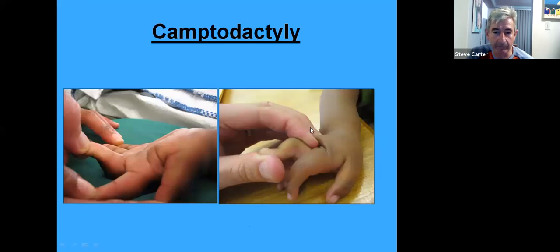Camptodactyly, bent finger. This I should know something about because someone's going to ask you advice. It's common. And they present obviously with a bent finger, a flexion deformity of the finger, usually at the proximal phalanx. It's a combination of problems. First of all, on the volar side, tight volar structures. The skin is always tight. The flexor tendons are tight, particularly FDS. The volar plate is tight. Accompanying this, on the extensor side, they have very weak extensors. So they're unable to compensate.